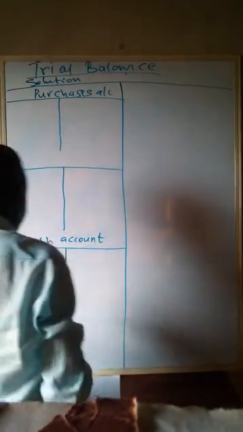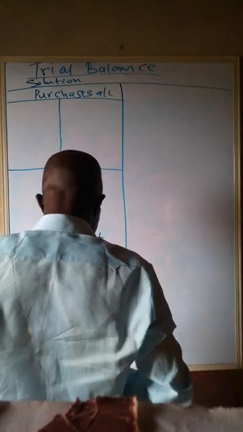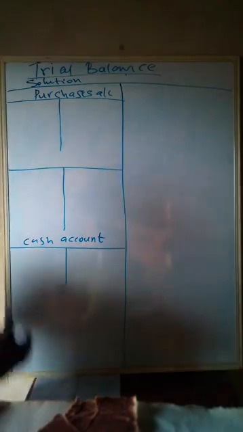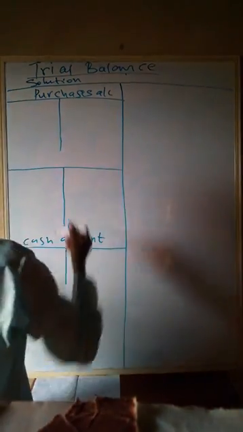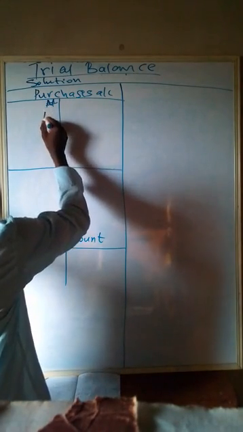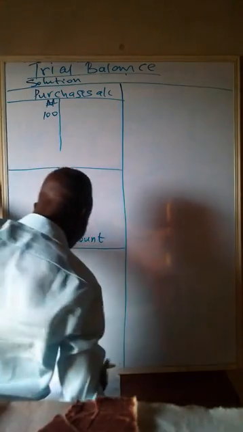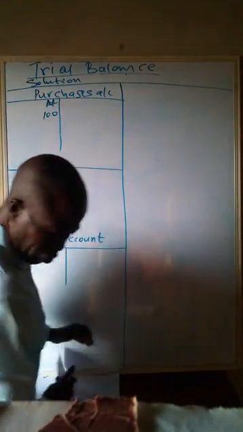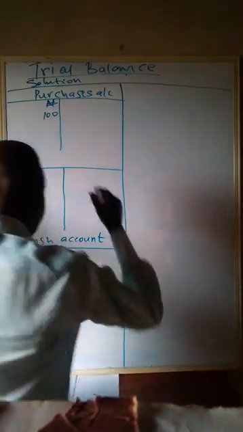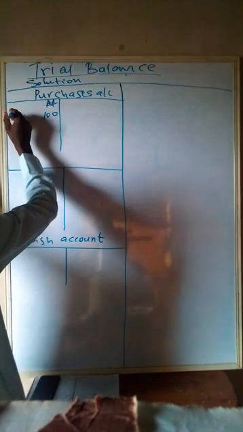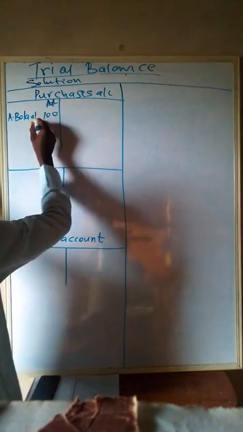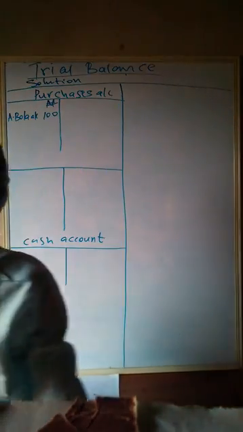Then we have the purchases account. April 1st, bought goods on credit, 100 naira from Ebola. Whenever you hear bought goods, that is the purchases account. So we debit the purchases account with 100 naira. From where? From Ebola. That is Ebola account. Just bear with us with the space.